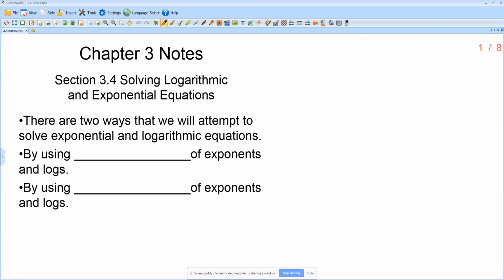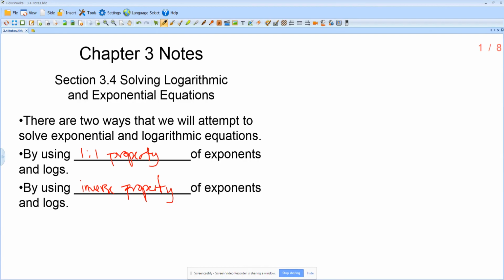So there are two ways that we're going to attempt to solve exponential and logarithmic equations. First is by using the one-to-one property of exponents and logs, and second is by using the inverse property of exponents and logs. So those properties that we covered in section 3.2, it's essentially applying these two properties in order to solve an equation.